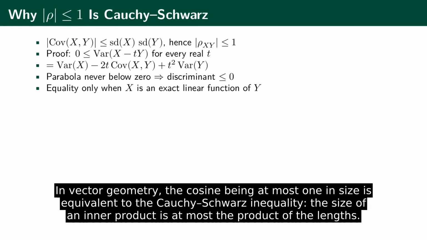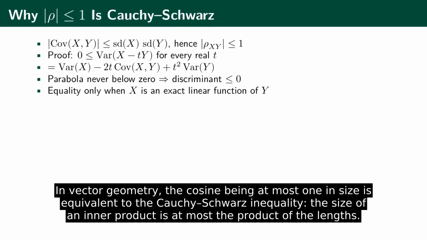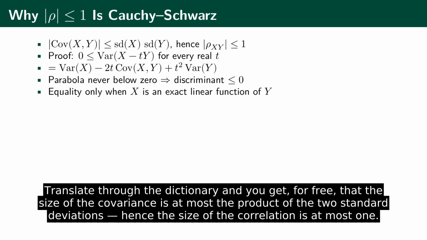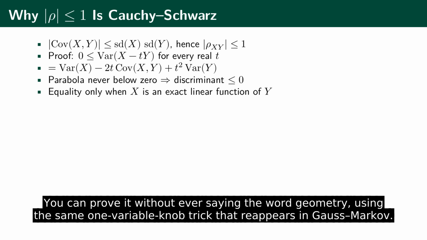In vector geometry, the cosine being at most 1 in size is equivalent to the Cauchy-Schwarz inequality. The size of an inner product is at most the product of the lengths. Translate through the dictionary and you get, for free, that the size of the covariance is at most the product of the two standard deviations, hence the size of the correlation is at most 1. You can prove it without ever saying the word geometry, using the same one-variable knob trick that reappears in Gauss-Markov.